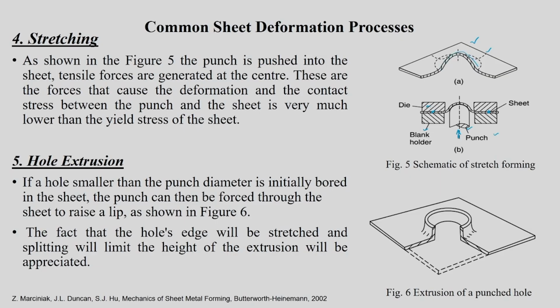Now one important point here is that the sheet most often is not going to be drawn in. This movement is generally restricted because of the clamping force and the interface friction. So what happens is there are going to be significant tensile forces generated at the center region. These are the forces that cause deformation, and the contact stress between the punch and the sheet is generally much lower than the yield strength of the sheet. That's what people generally say. This stretching we are going to discuss elaborately in further chapters.